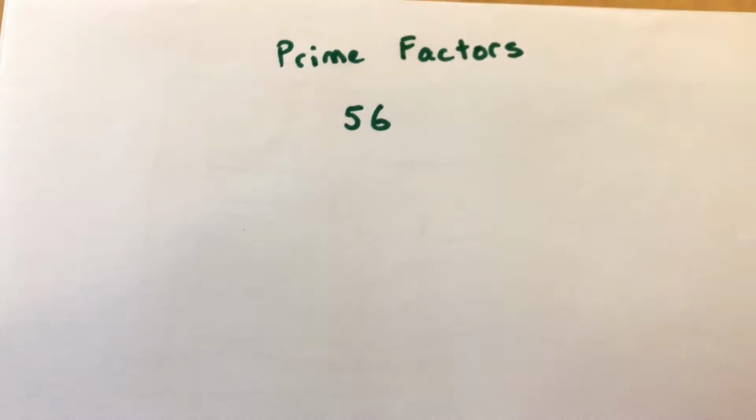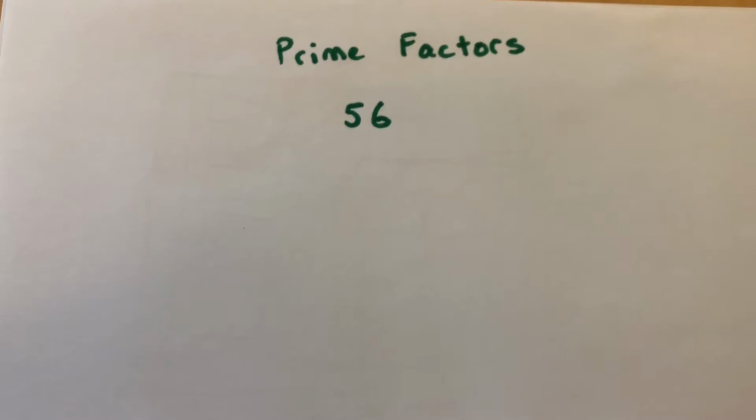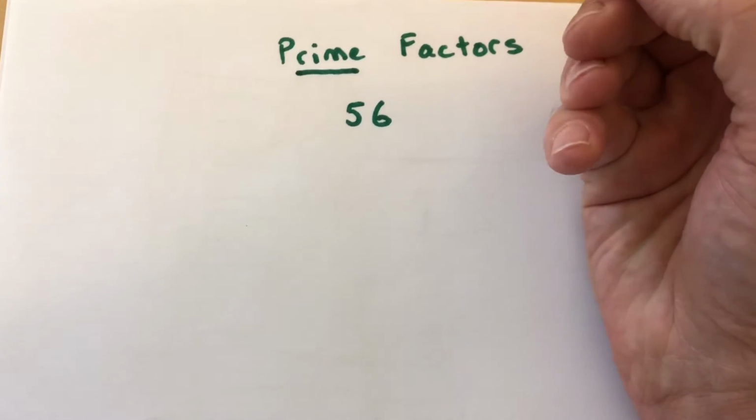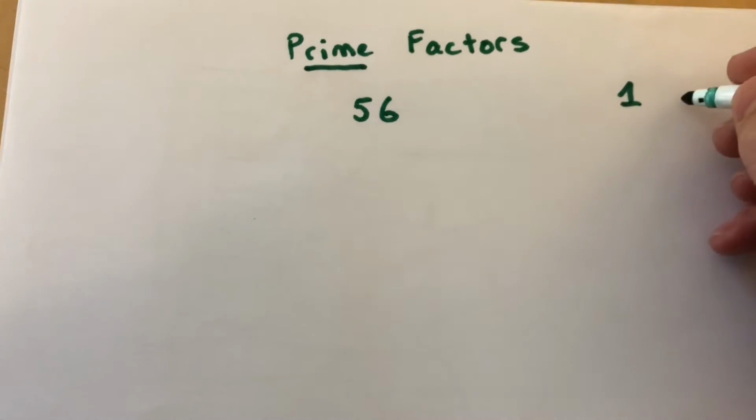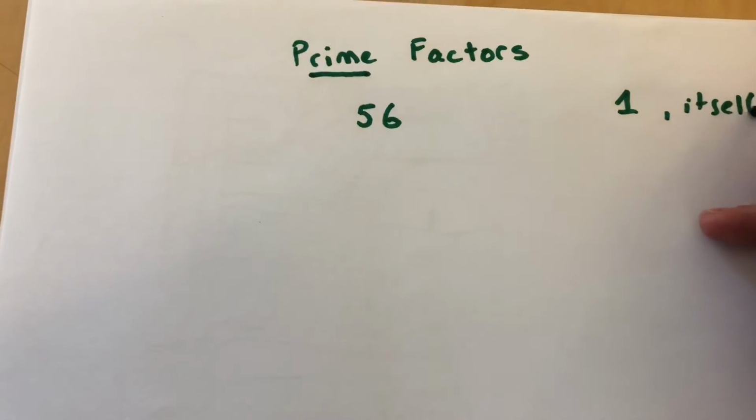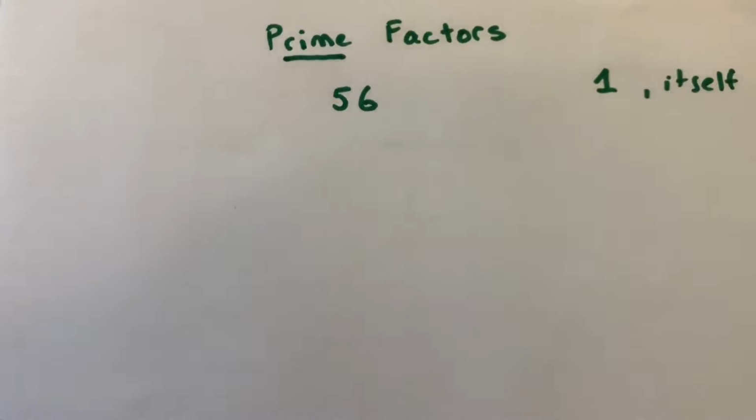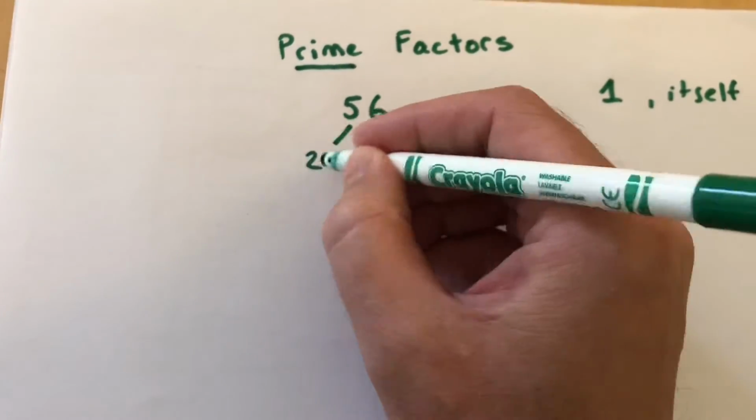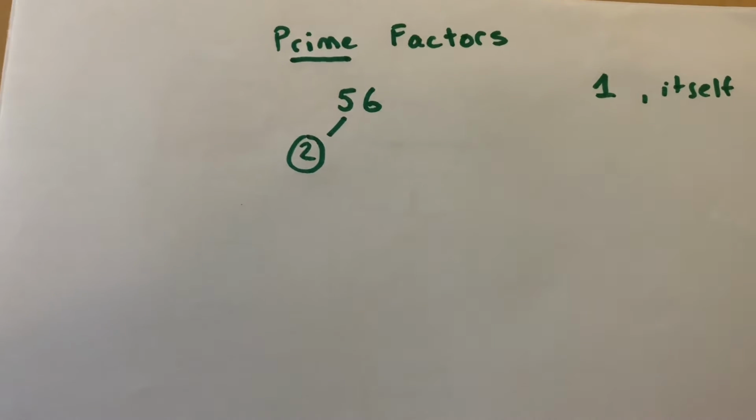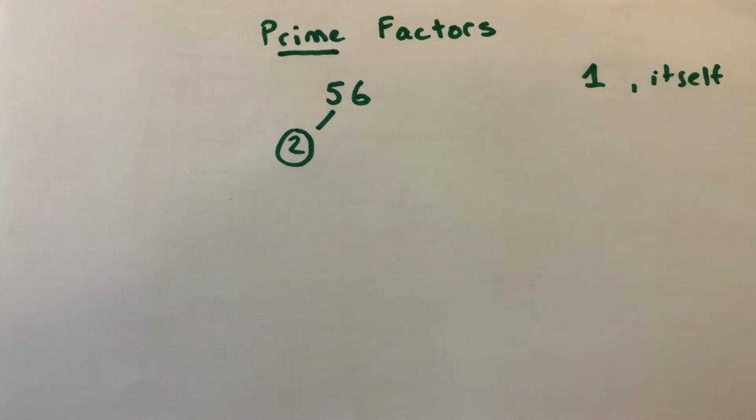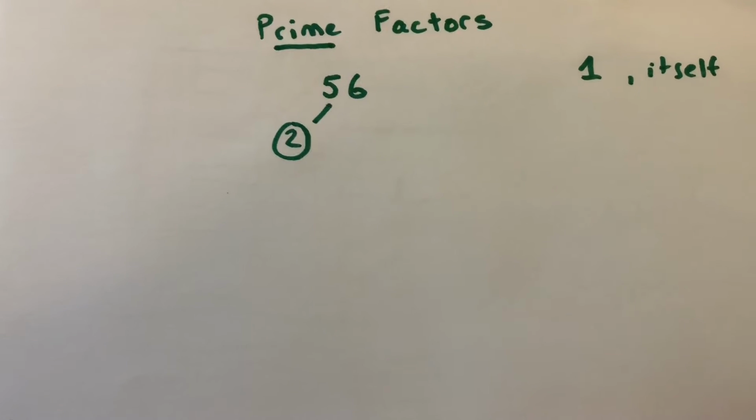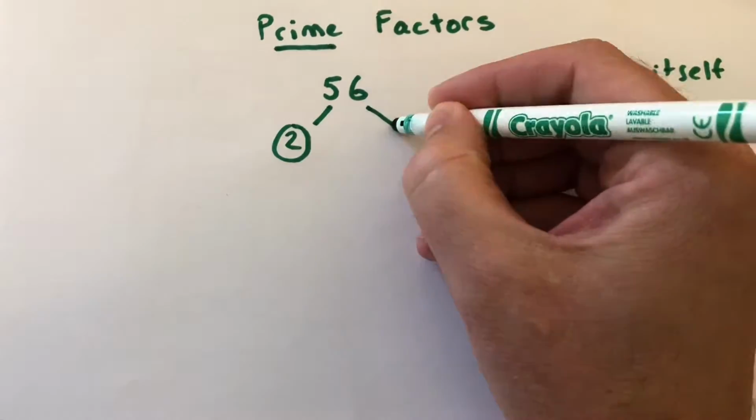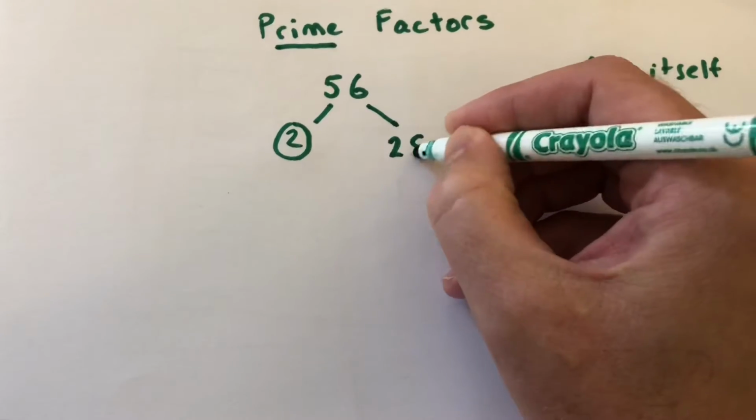So let's say we have the number 56, and we want to write that in its prime factors. Now remember, primes are numbers that are only divisible by 1 and itself. Now, 56 is even, so I know that's going to be divisible by 2, which is the only even prime number. Don't forget to have that list of prime numbers written at the back of your book, 2, 3, 5, and so on. So we divide that by 2, and we get 28.